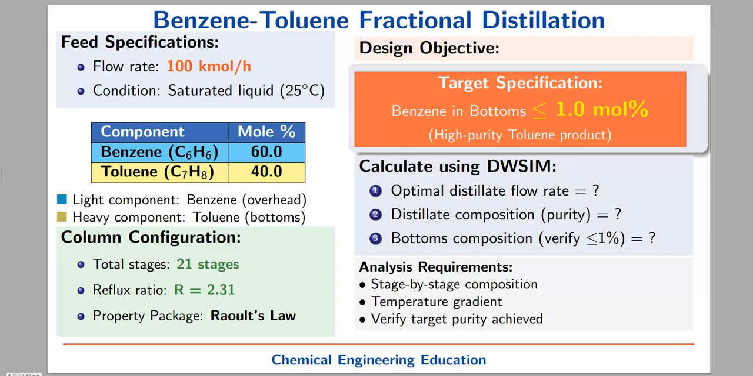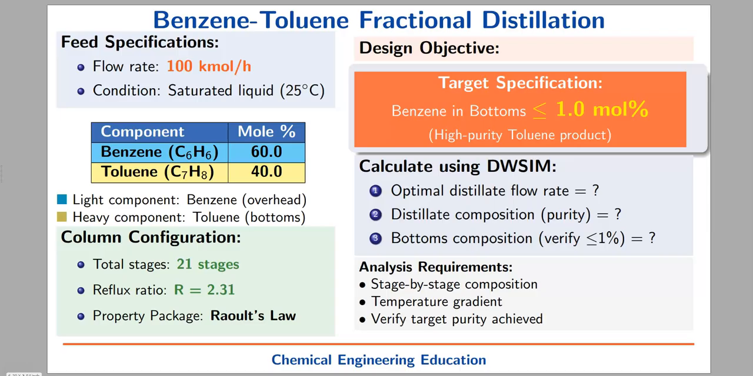This is an ideal binary system and it is very well suited to Raoult's law. So our distillation column has 21 equilibrium stages and a reflux ratio of 2.31. Here I will consider the Raoult's law property package because the solution is ideal and operating at atmospheric pressure.